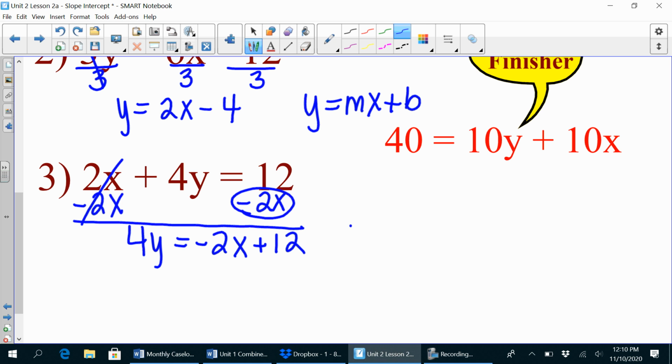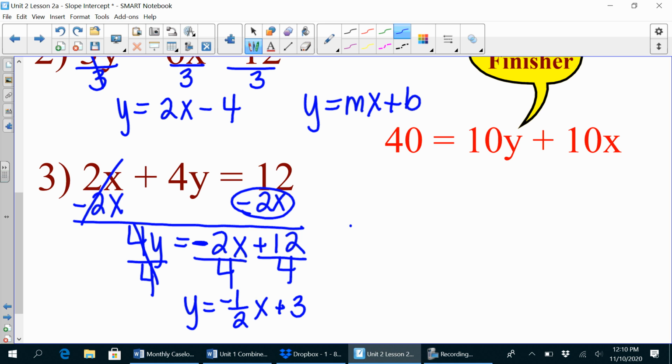So what you're doing is rewriting this in order to have it most reflective of that y equals mx plus b format. Still, we're trying to get the y by itself, so instead of multiplying by 4, I'm dividing everything by 4. This will cancel. And now I have y equals 1/2 x plus 3.